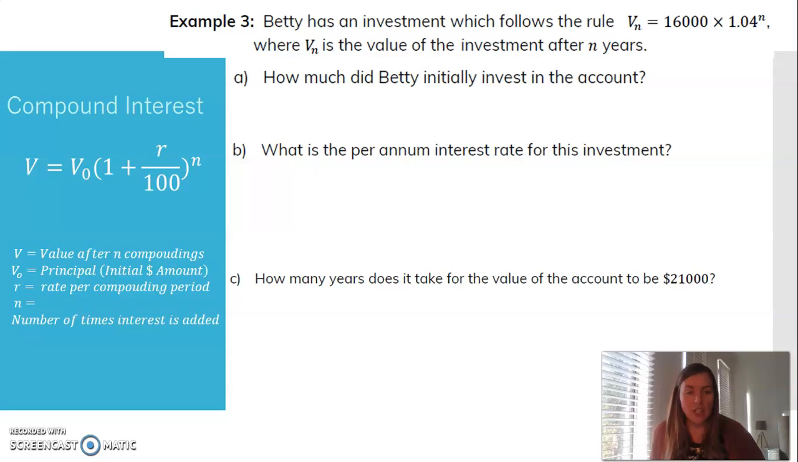How much did Betty initially invest? Look through and remember to make the links between the rule and what we've got in the question. You can see that V0 is this here. You can see that this bracket here has equated to 1.04.